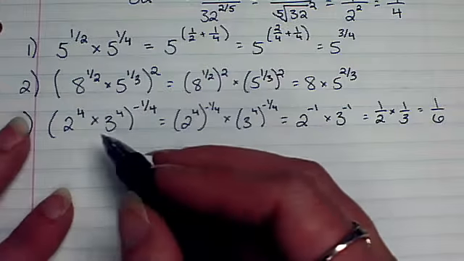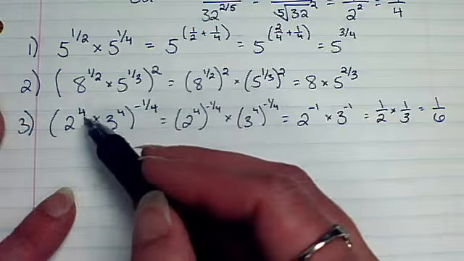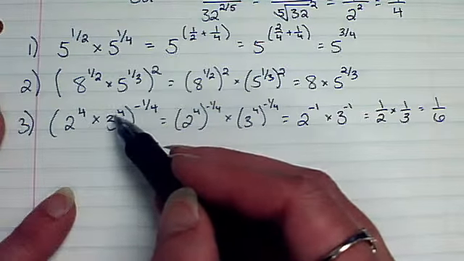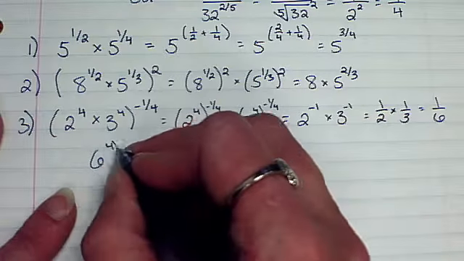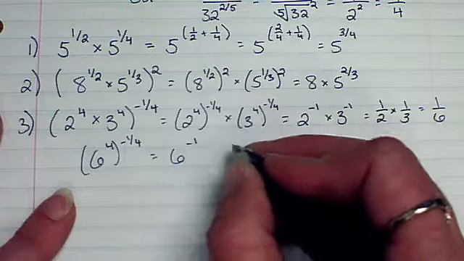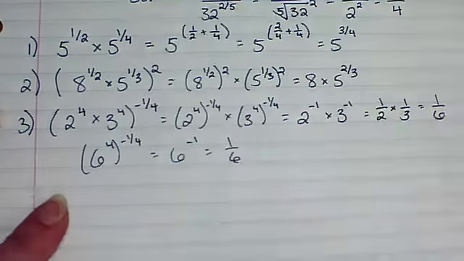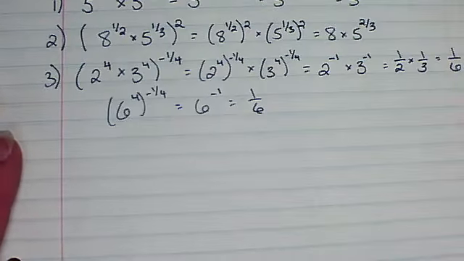Now, could I have used that rule about the product of a power backwards and realized that these were both to the 4th power? So that could have been 6 to the 4th to the negative 1/4, or 6 to the negative 1, and still gotten to 1/6? I could have, but I just didn't happen to see it that way at the moment.